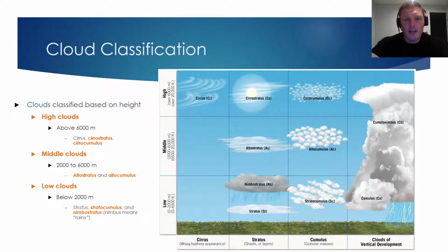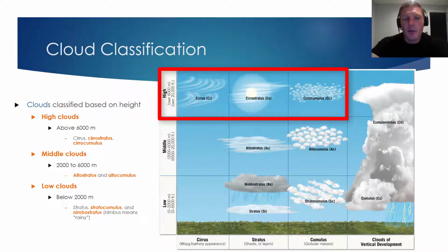A second way that we can classify clouds is based on height. And although I've already alluded to this in my previous discussion, I think this picture you see on this slide is very important. So I strongly recommend that you pause the video and take some time to unpack all the information in this image. Because this image shows us cloud classification based on both form and height. Let's start off by looking at all the high clouds, which are the clouds that occur above a height of 6,000 meters in our atmosphere.